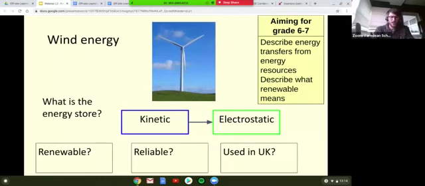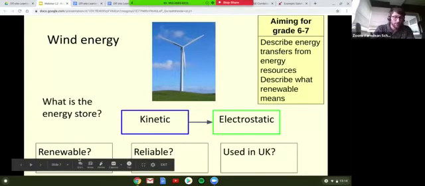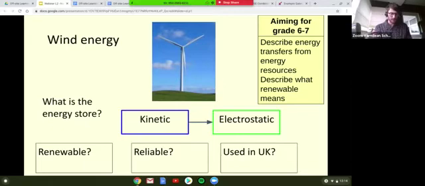Now, for each of these energy resources, we're going to look to see what the energy store is. We're going to discuss whether or not it's renewable energy, whether or not it's reliable, and whether or not it's used in the UK. These two words, renewable and reliable, are really important key words when we're talking about energy resources. In an exam question, they could ask you whether or not this energy resource is renewable, and they could also ask you to determine whether or not it's reliable. So let's start off with renewable first.